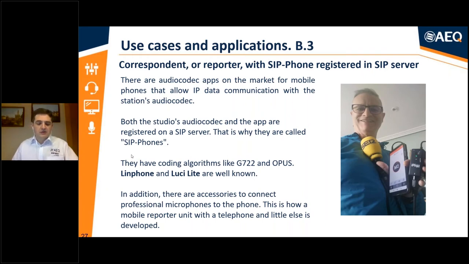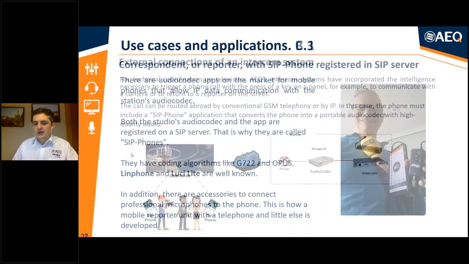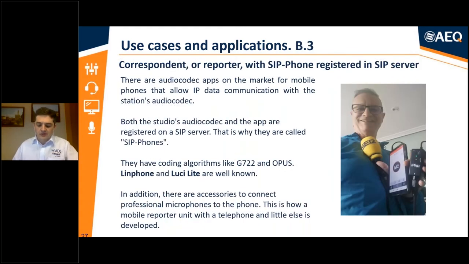But these SIP phones that you can find on websites, on Google Play, or in the iOS app store, have algorithms and some of them can work with professional algorithms like Opus. For instance, we can mention here Linphone and Lucilight.